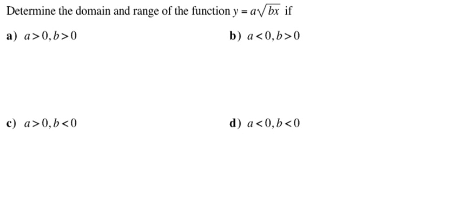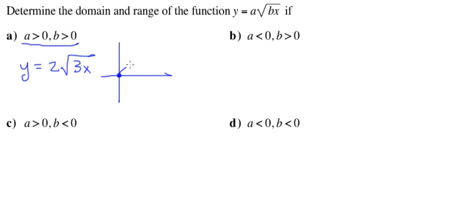Determine the domain and range of the function y = a root bx if a is positive and b is positive. Well, I find this pretty hard to work with, so let's put some actual numbers in here. A is supposed to be a positive number and so is b, so what if you have y equals 2 root 3x? What will that do to the domain and range?